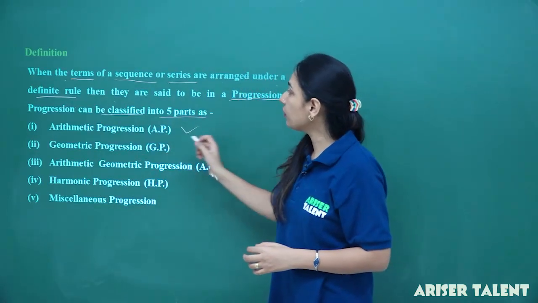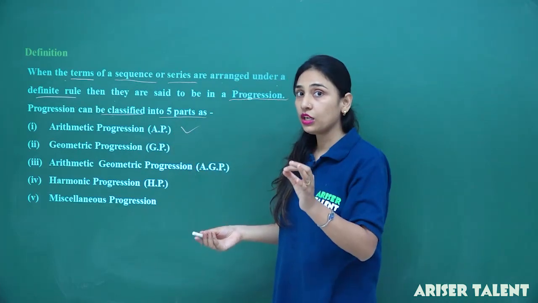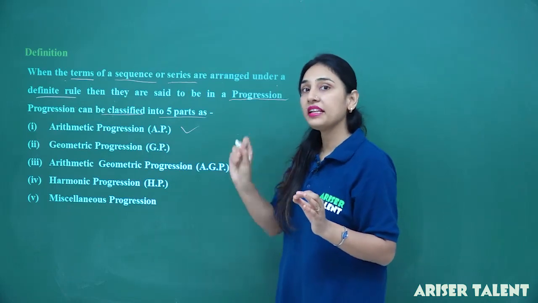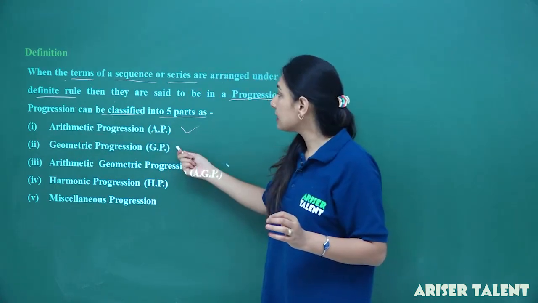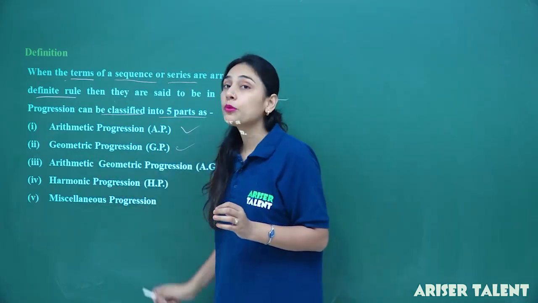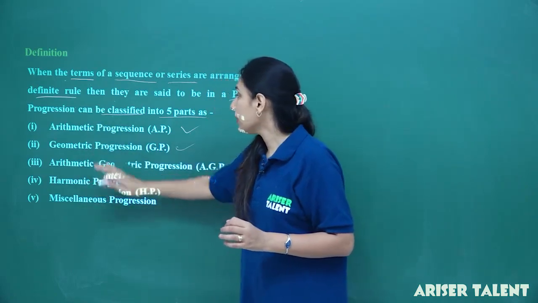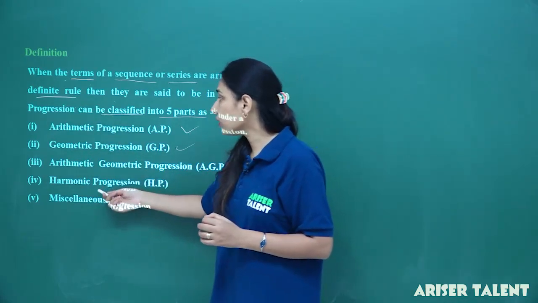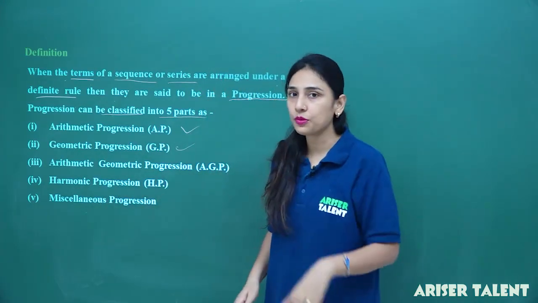So the first group is arithmetic progression, we call it AP. If your question says that these terms are in AP, that means they are in arithmetic progression. The second one is geometric progression. Okay students, the third one is the mix of both, arithmetic-geometric progression. The fourth one is harmonic progression and the fifth one is miscellaneous progression.